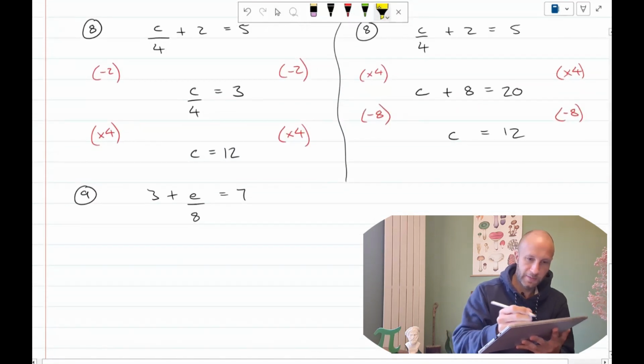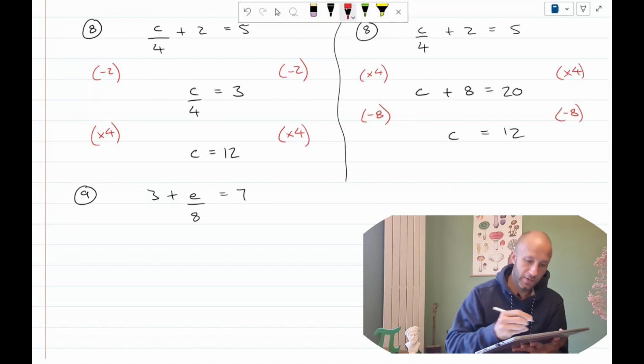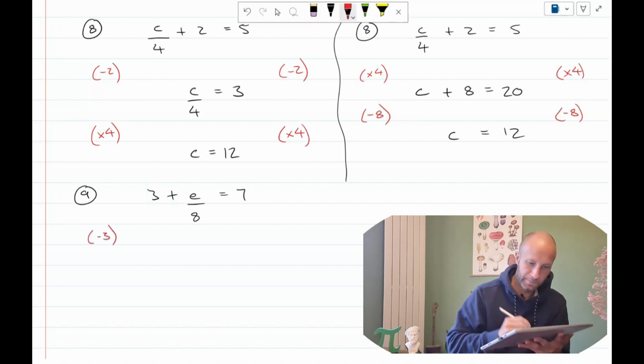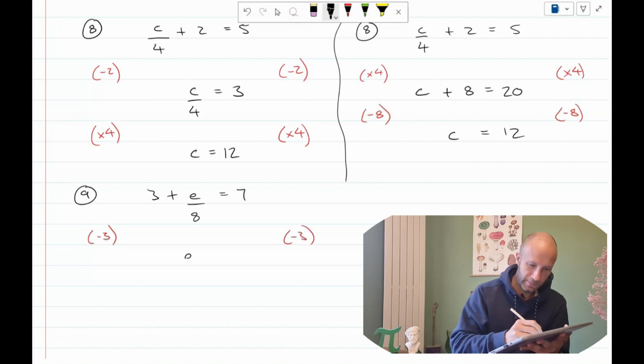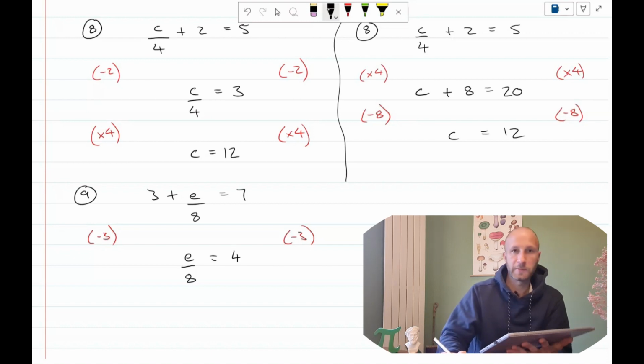So first thing I'm going to do is get rid of the things most loosely attached to the e, which is the 3, which is positive 3. So to get rid of positive 3, I'll subtract 3 from the left, which means I've got to subtract 3 from the right. This leaves me with e over 8 on the left, because it gets rid of the 3 at the start, but I've got to do 7 minus 3 to give me 4 on this side.